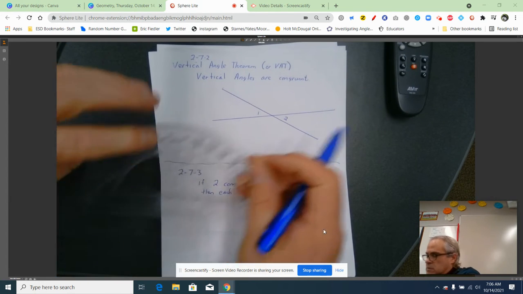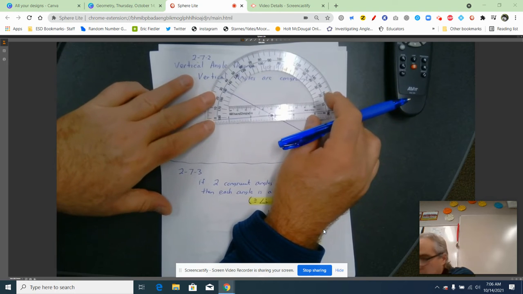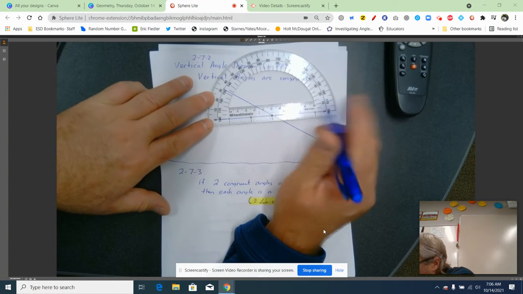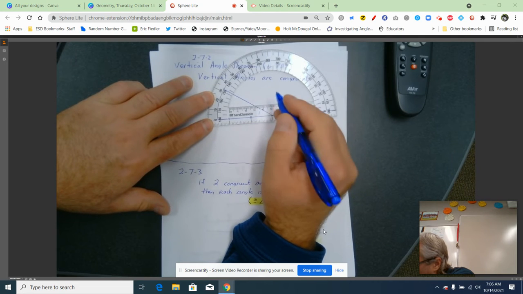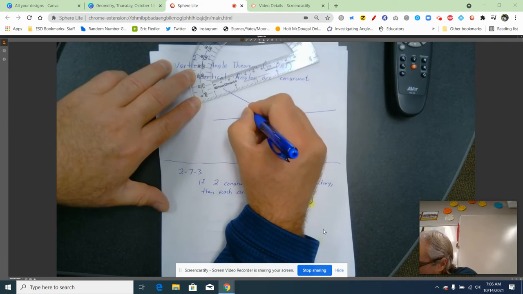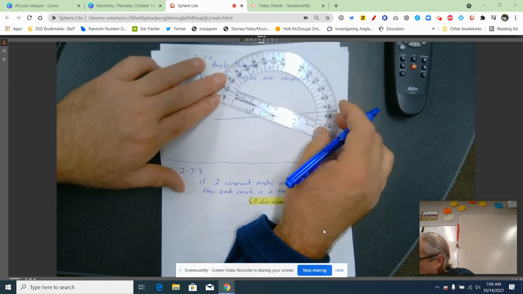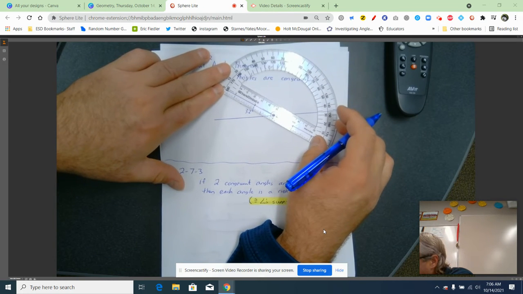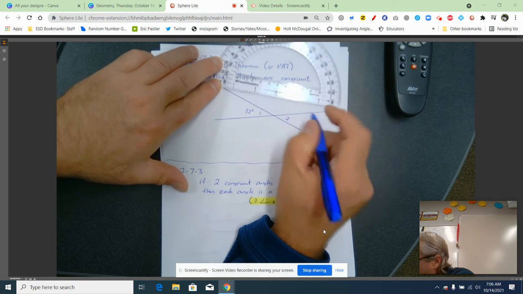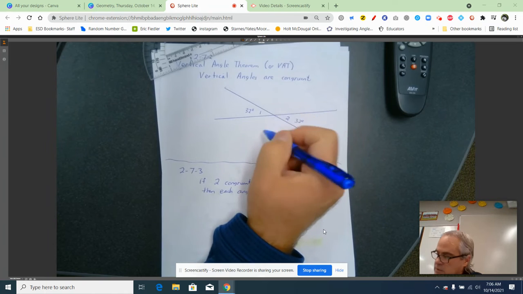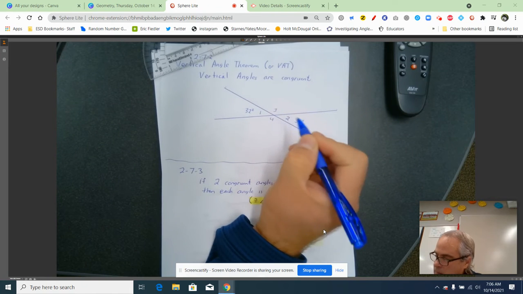Okay, I'm going to measure those. It's going to be kind of hard for you to tell here. I put my protractor on it, line it up, and it looks like this angle right here goes through about 32 degrees. And if I measure this one, angle 2 over here, it looks about the same, about 32 degrees.